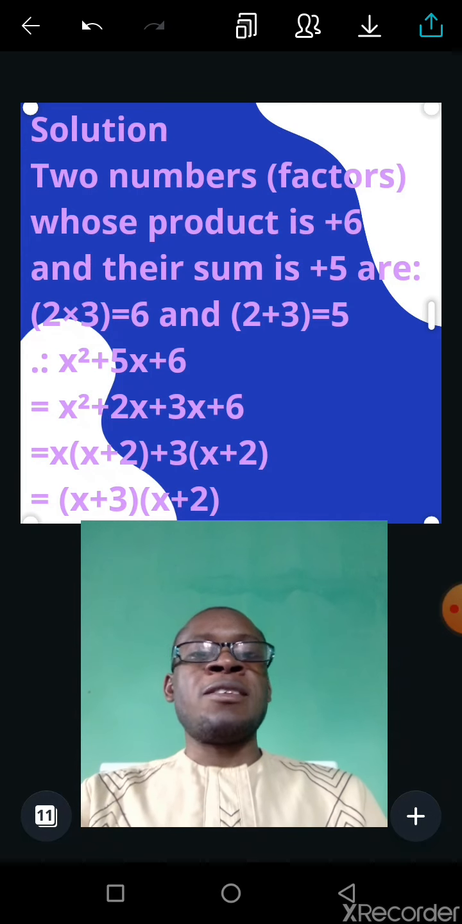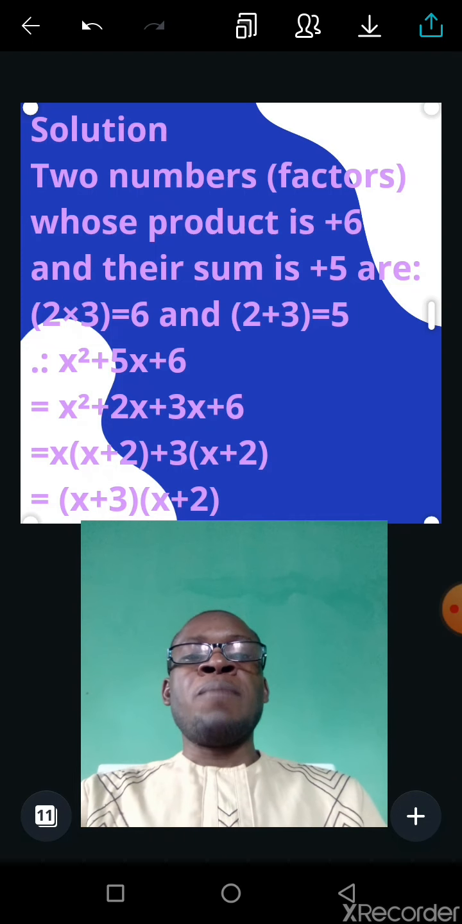Solution: two numbers, that is the factors, whose product is +6 and whose sum is +5 are 2 and 3. 2 times 3 gives you 6, that is the constant term, and 2 plus 3 gives you 5, that is the coefficient of x. Therefore x² + 5x + 6 equals, you now make use of those factors above, that is 2 and 3. Because if you add 2 plus 3, you get 5.